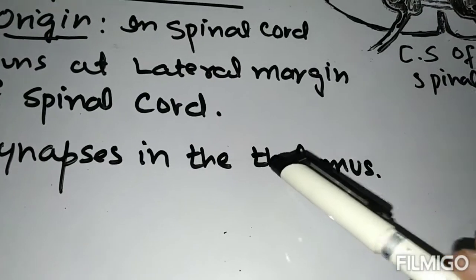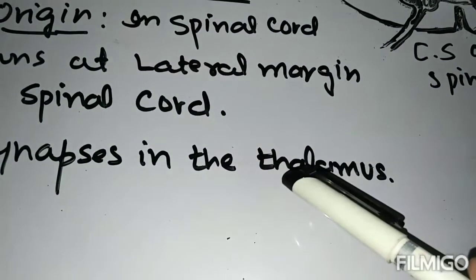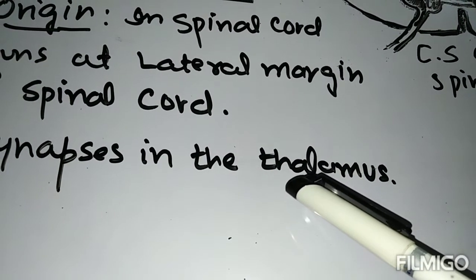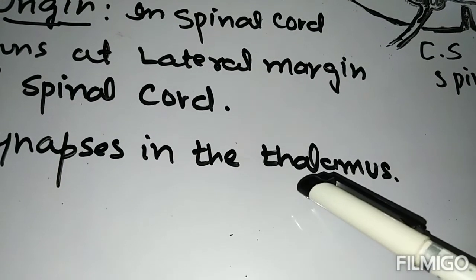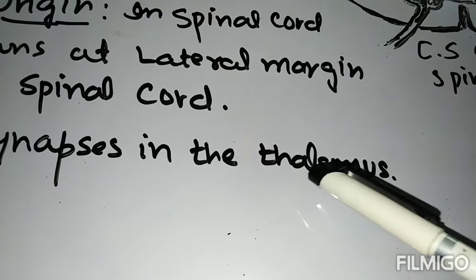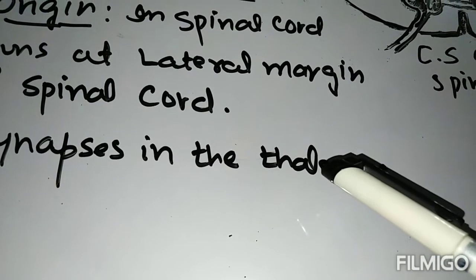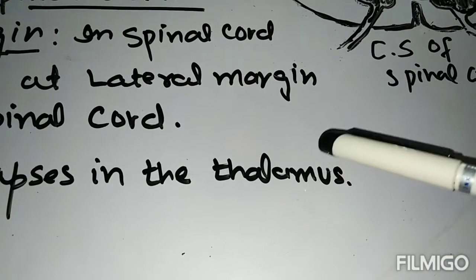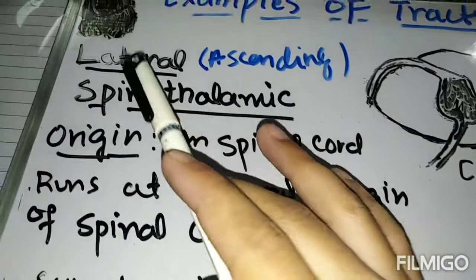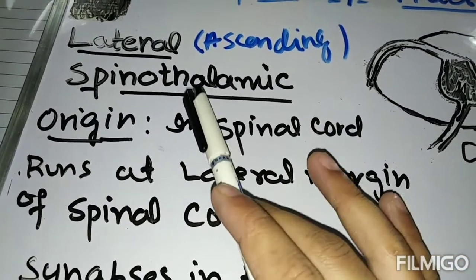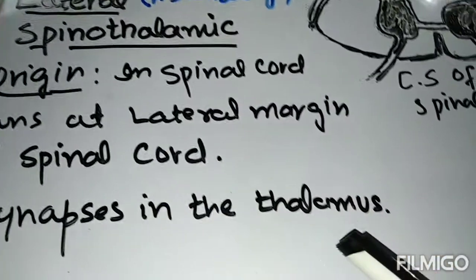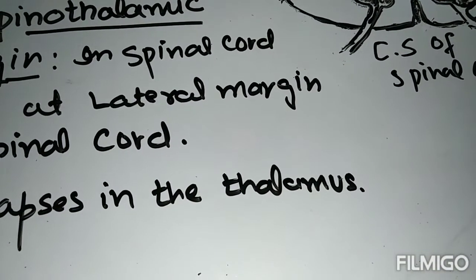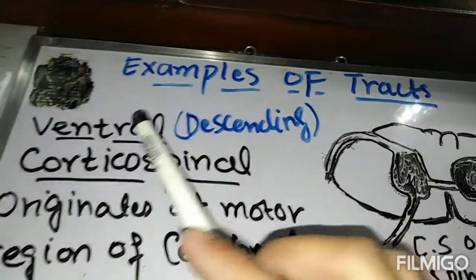Tracts are specific in the information they carry, and this tract, the lateral spinothalamic tract, carries information about pain and temperature from all regions of the body to the thalamus, which relays the information to the somatosensory cortex. The lateral spinothalamic tract carries the information of pain and temperature to the thalamus, and the thalamus relays this information to the somatosensory cortex.